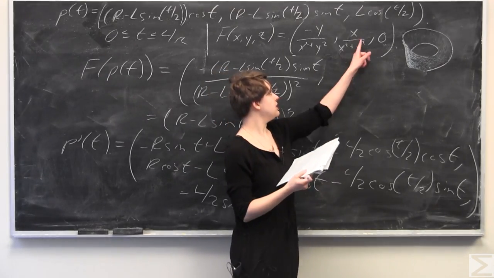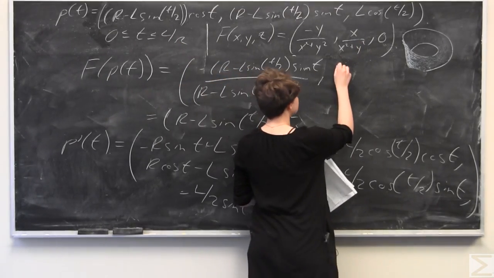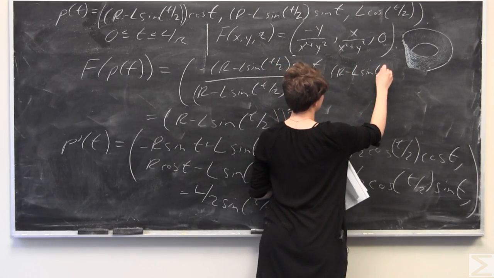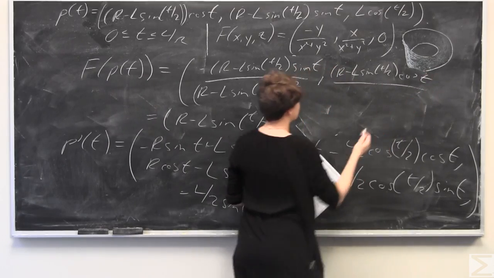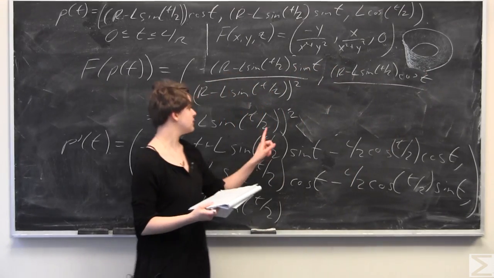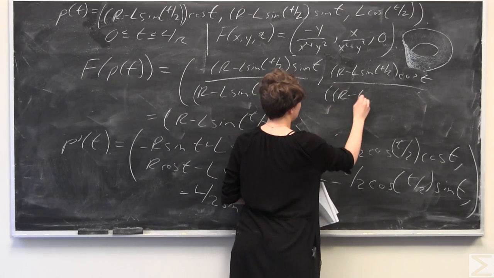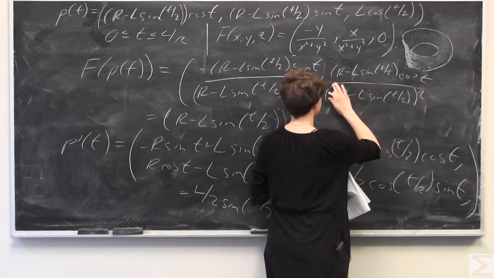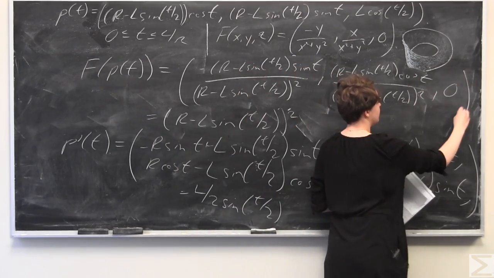And then the second component is going to be the x component here. So the first component, we have r minus L sine t over 2 times cosine t. And this is all, once again, going to be over x squared plus y squared. So as we calculated before, we have r minus L sine t over 2 squared. And then the final component is just going to be 0.